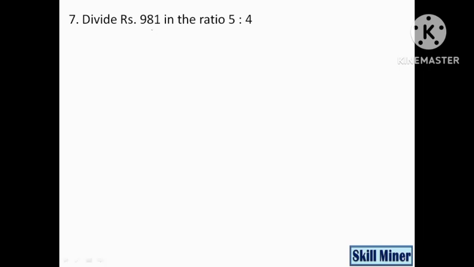Divide rupees 981 in the ratio 5:4. We need to divide the amount 981 in the ratio 5:4. Here the total ratio is 5 plus 4, which is equal to 9.